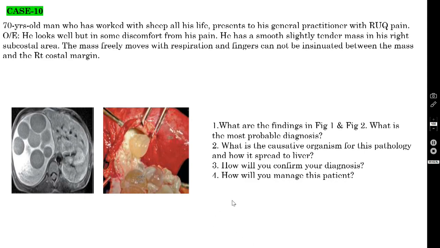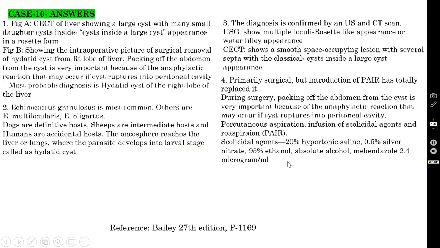It's very important. What is the causative organism? The causative organism is Echinococcus granulosus. This is the most common. Another organism is Echinococcus multilocularis. Dogs are the definitive host. Sheep are intermediate hosts. And humans are only accidental hosts. The oncospheres reach the liver or lungs, where the parasite develops into the larval stage called the hydatid cyst.